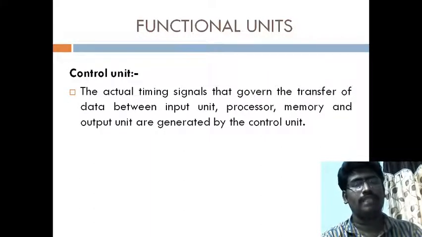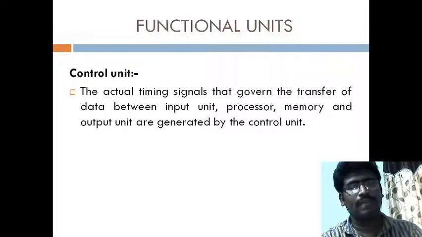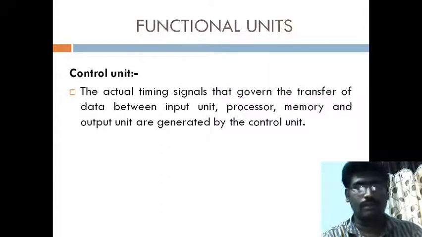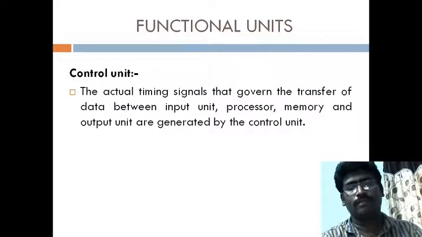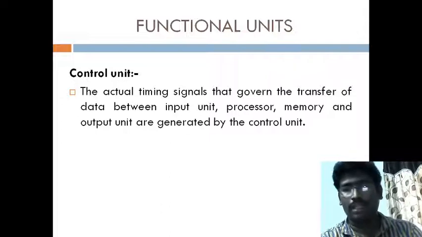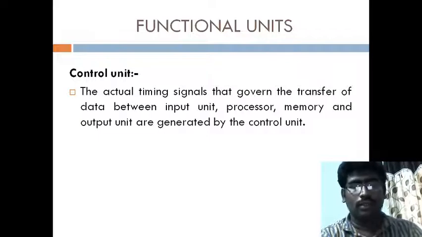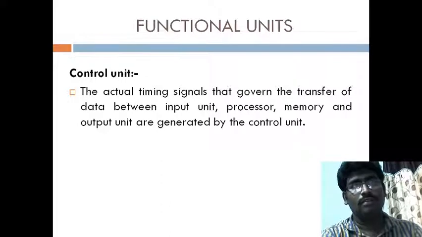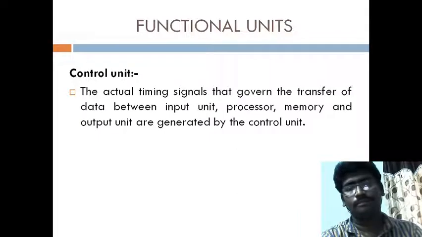That is why we say the control unit sends timing signals for the transfer of data between the input unit, processor, memory and output unit. All these signals must be generated by the control unit and sent to the various units. Then only will those functional units perform their operations. So it is like a nerve center. The control unit is like a nerve center, and all operations depend on it. So this is about the control unit.